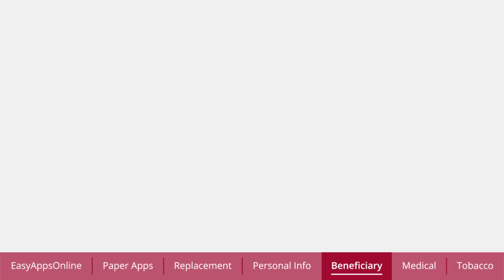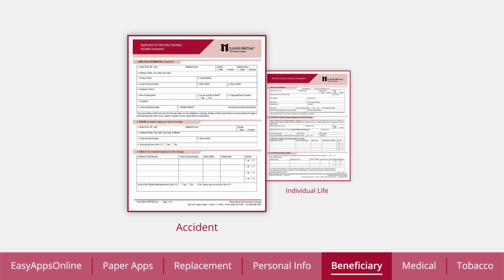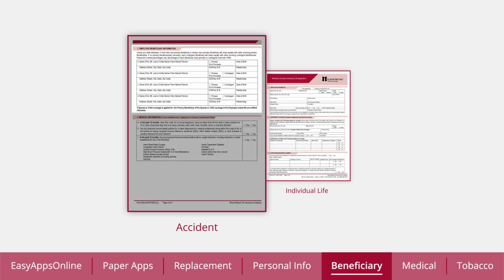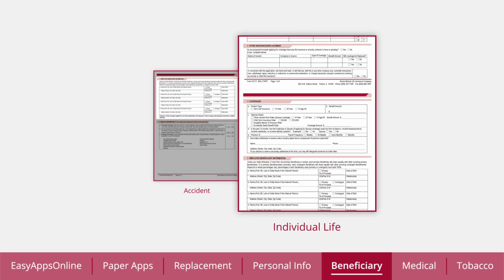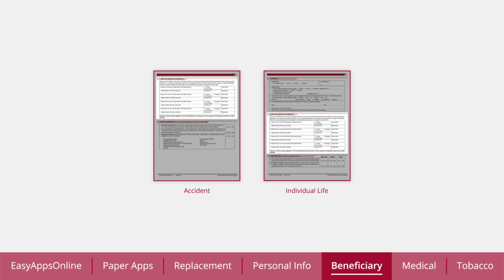At least one primary beneficiary must be named. This can be updated in the future, but you must specify an initial beneficiary on the application. Insured's estate is acceptable when a primary beneficiary is not known at the time.